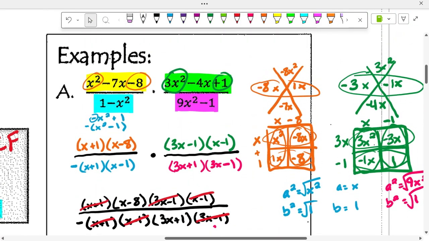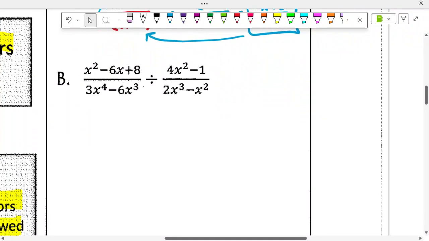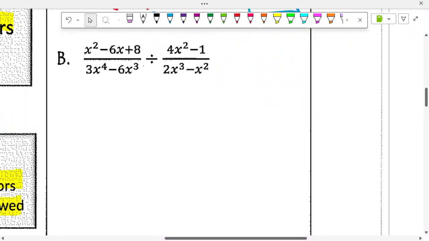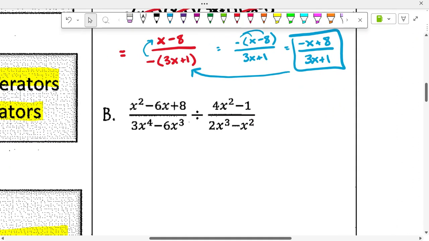So that was this first example. Let's look at the second example. So what's the difference between the first example and second example? It's division. So before I do anything, what should I do? I need to do what? Keep, change, flip.